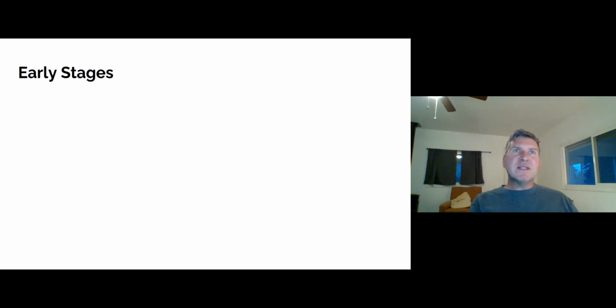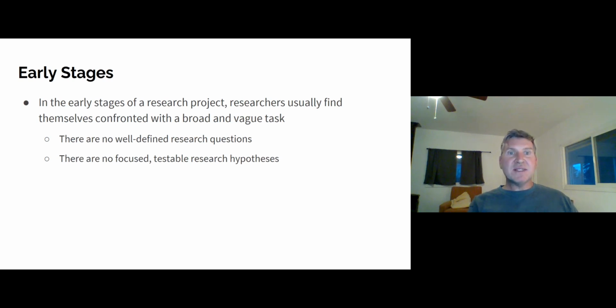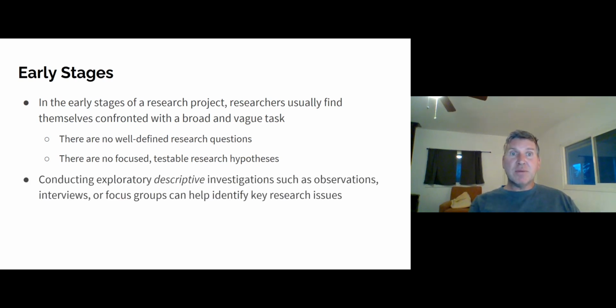When you're in the early stages of an experiment or a project, you usually find yourself confronted with a very broad and vague task. You don't necessarily always know what the exact research question is. So in this case, there are no focused, testable research hypotheses. You could, for example, conduct an exploratory descriptive investigation, like an observation, interview, or focus group, to help you identify what the key research issues are. And then you can start working on finding relationships or formulating an experiment to find causes.